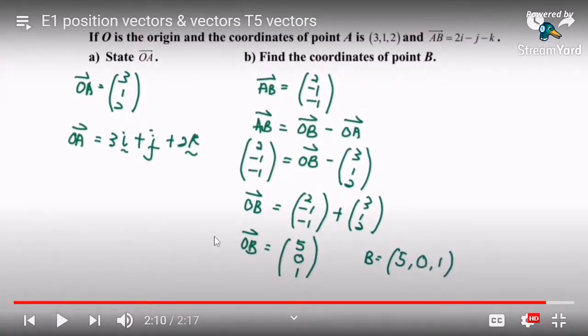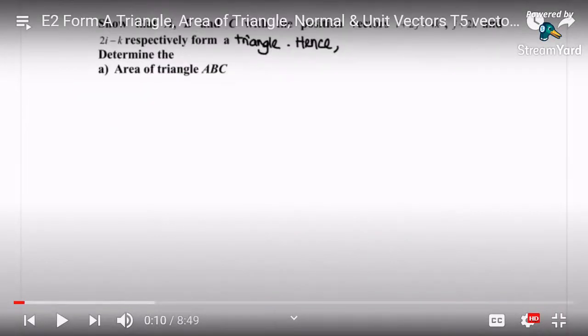Okay, kalau kita tengok ini, OB is a point for vector, position vector. So for B, 5, 0, 1 adalah coordinate. Example 1 ini saya terangkan apa itu position vector dengan penggunaan vector AB. Sekarang kita rujuk example 2. Form a triangle, area for triangle, and then normal and unit vector. Ini adalah benda-benda yang saya akan discuss dalam soalan kedua ini.